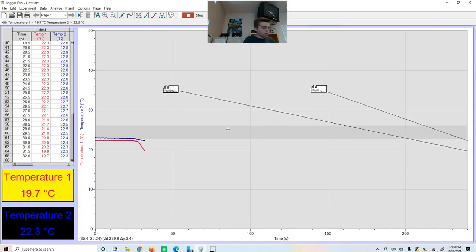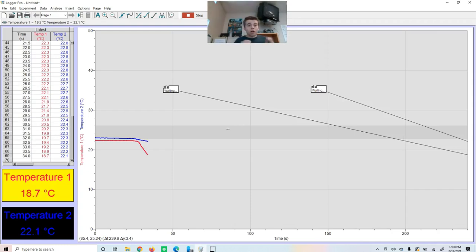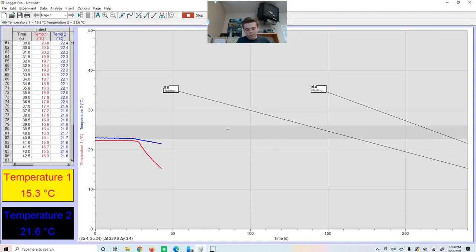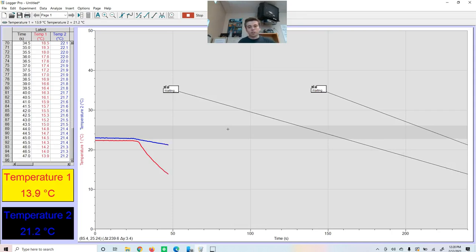Okay, so they are soaked and ready. And we're going to let that run for, again, another 240 seconds. Look at this one. Holy cow, that red probe is really going down quite quickly, if I don't say so myself. We're going to let that run for 240 seconds.